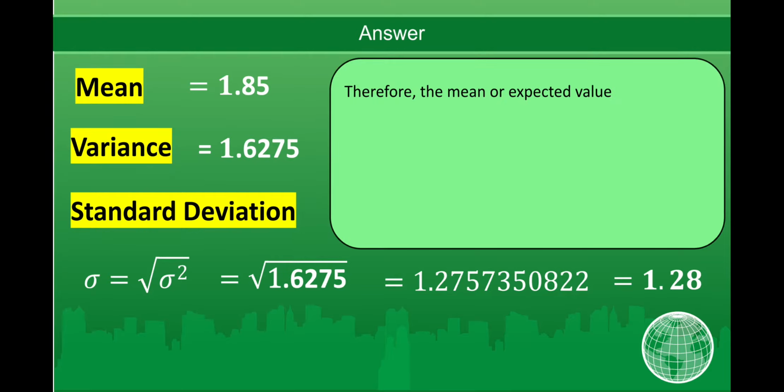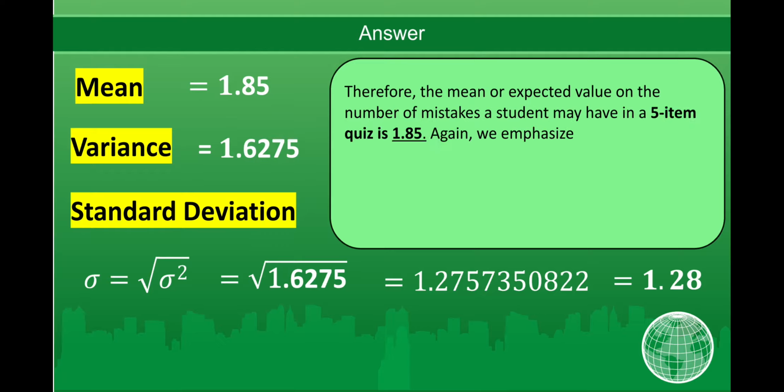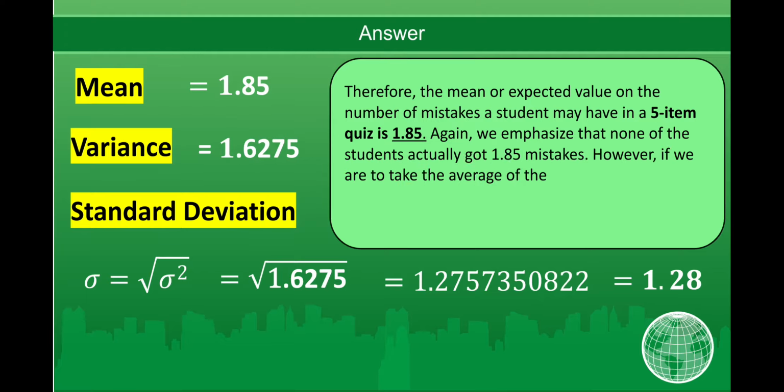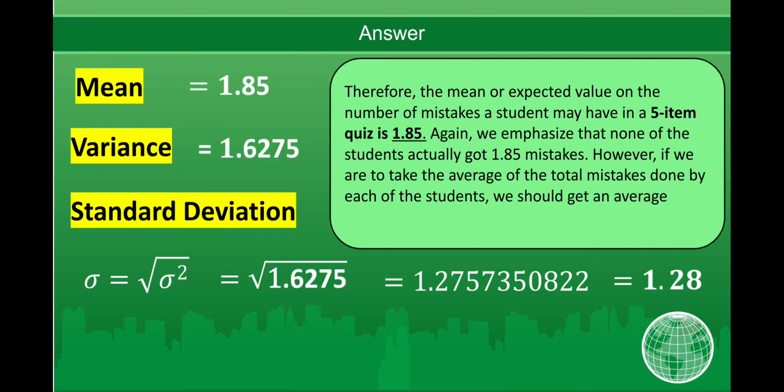So therefore, the mean or expected value of the number of mistakes a student may have in a 5-item quiz is 1.85. Again, we emphasize that none of the students actually got 1.85 mistakes. However, if we are to take the average of the total mistakes made by each of the students, we should get an average value of 1.85.